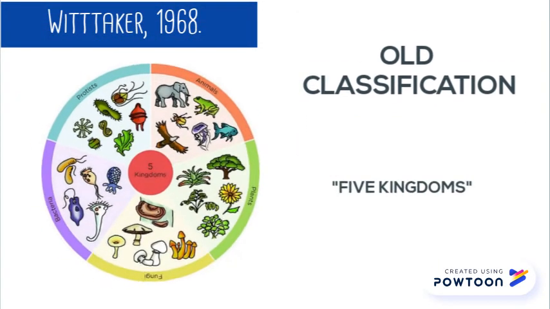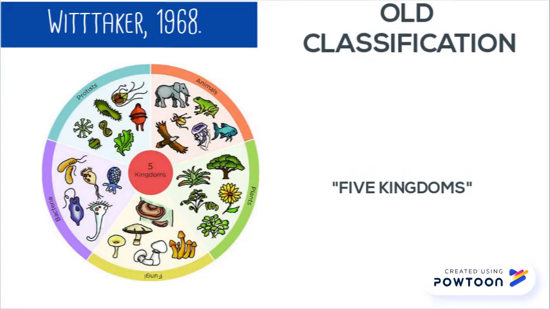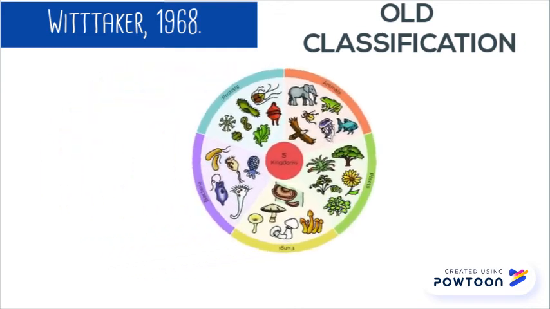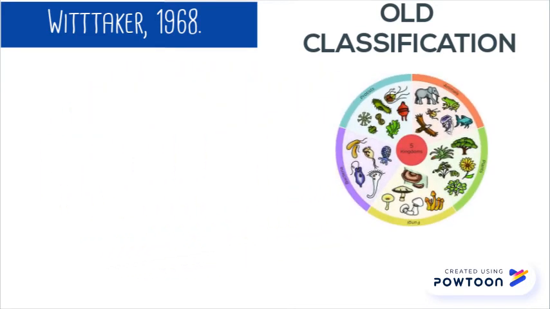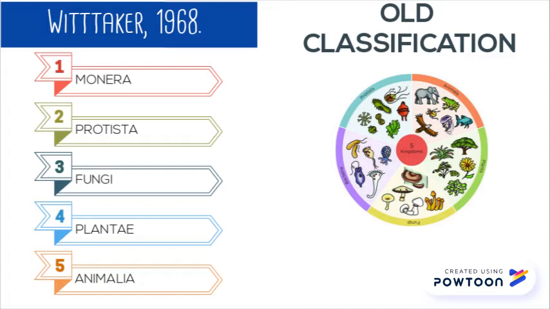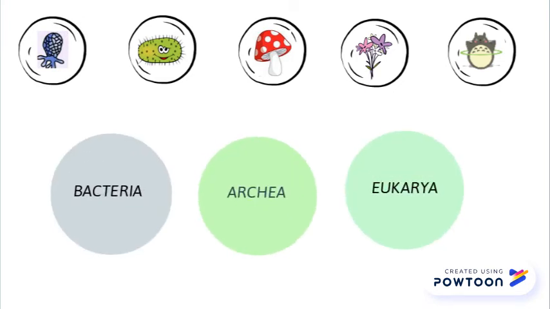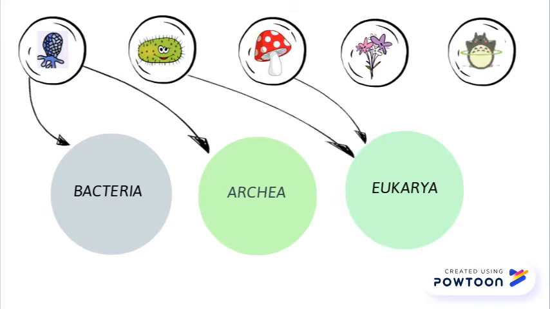The classification that's getting obsolete by the scientific community is the one introduced in 1968 by Robert Whittaker, which stated that all living organisms could be classified into 5 kingdoms: Monera, Protista, Fungi, Plantae, and Animalia. The new classification proposes 3 domains for all living organisms. The kingdom Monera became Bacteria and Archaea, while the rest of the kingdoms were concentrated into the Eukarya domain.